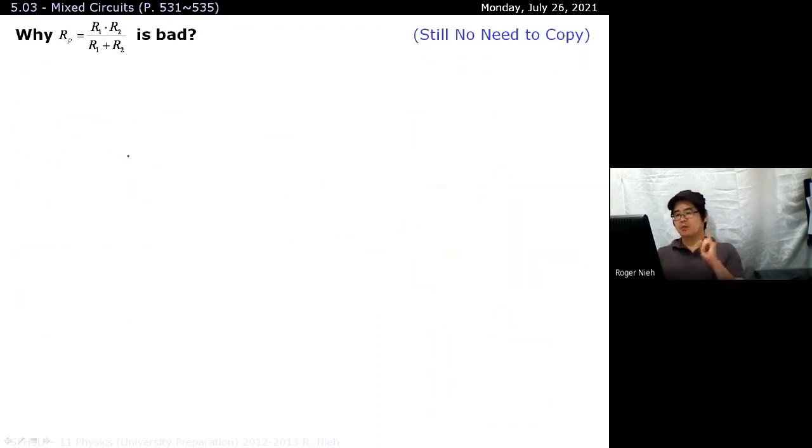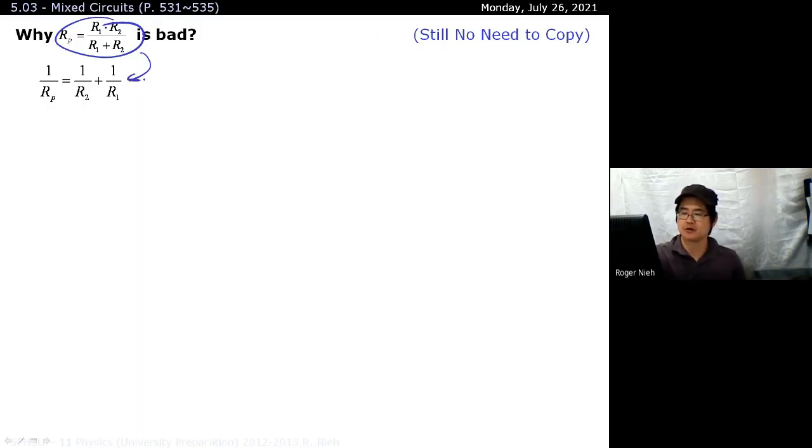Okay. So why is this formula bad? Well, first off, let's talk about why the formula works in the first place. All right. There's origins for everything. So we start off with this formula here because remember, this is the shortcut answer for this formula here. So let's go off and derive that formula.